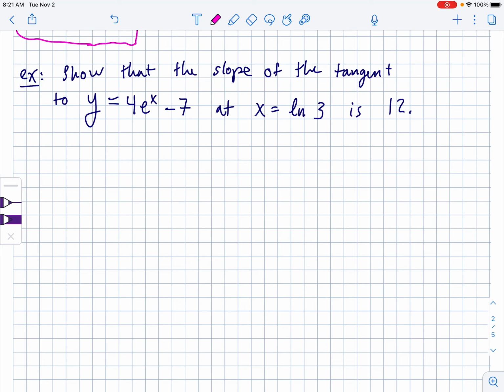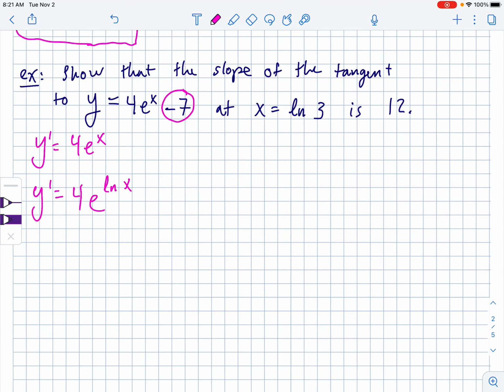Show that the slope of the tangent to y equals 4e to the x minus 7 at x equals ln 3 is 12. So I can already see this is going to bring up some logarithm knowledge, so I'll walk you guys through that. The derivative is pretty easy. It's just 4e to the x. Remember that the minus 7 part goes away because the derivative of just a constant or a number is 0. Now I need to plug in ln of 3. So that goes in the x spot.